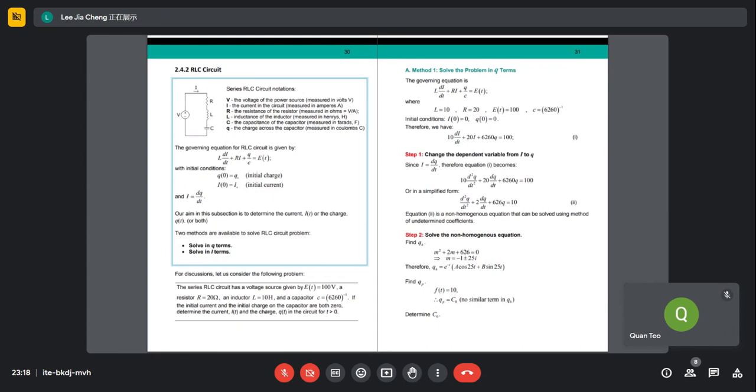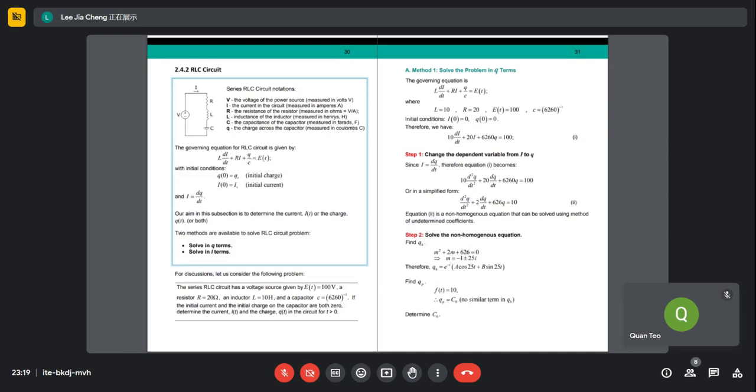And fourth is L, the inductance of the inductor. It is measured in henries. And C is the capacitance of the capacitor. It is measured in farads. And the last one is Q. It is the charge across the capacitor, and it is measured in coulombs.